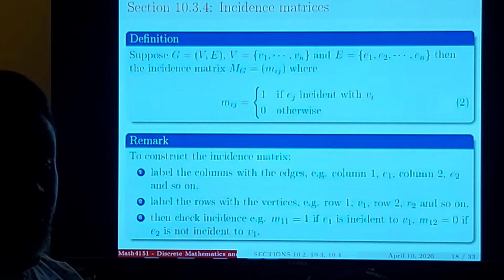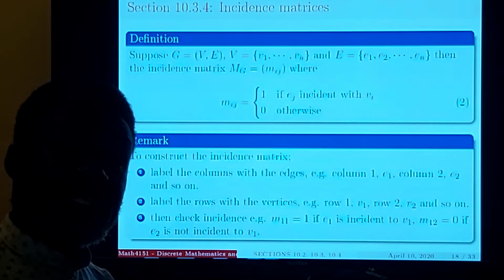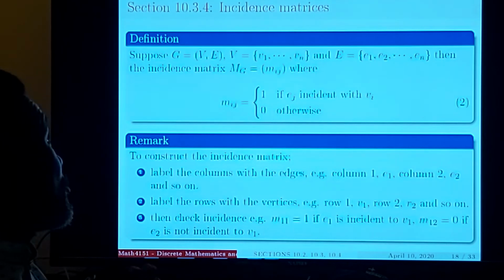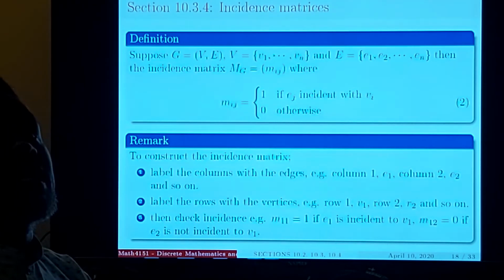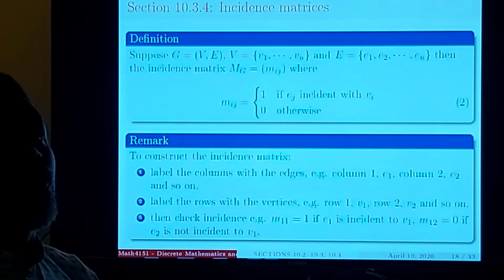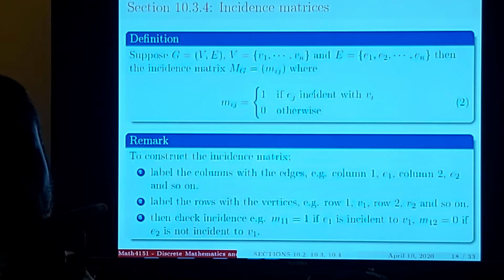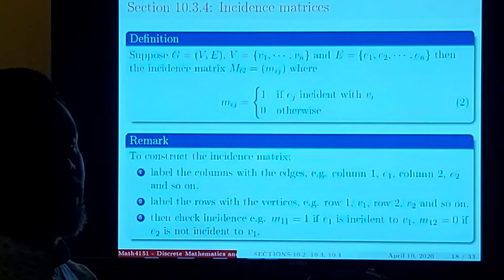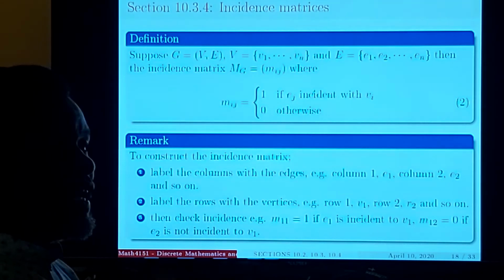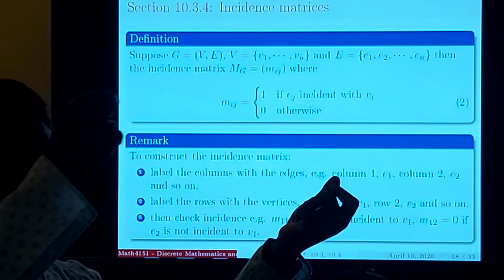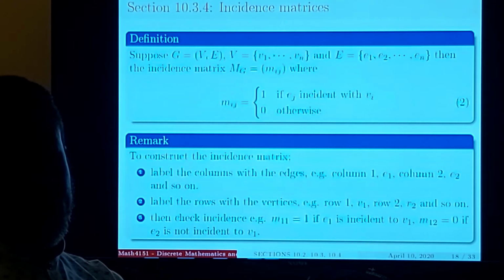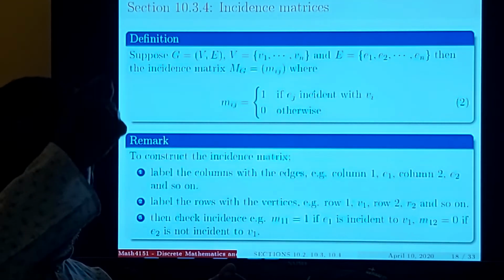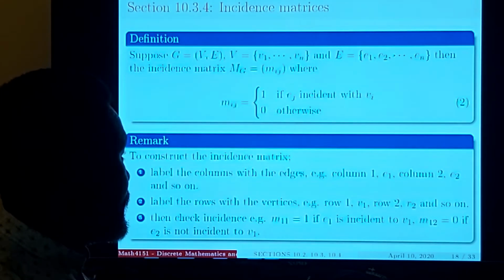So, next definition, another way of representing graphs is using what you call incidence matrices. Remember, adjacency is for vertices. Incidence is for edges to vertices, or vertices to edges. If an edge connects, let's say U and V, then the edge is said to be incident to both vertices, or the vertices are incident to the edge.